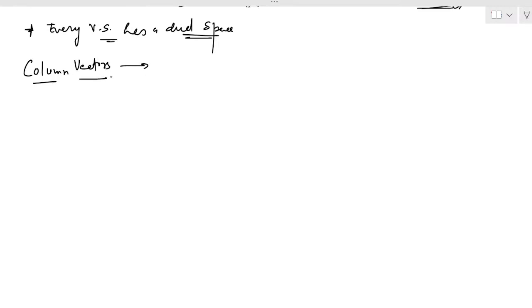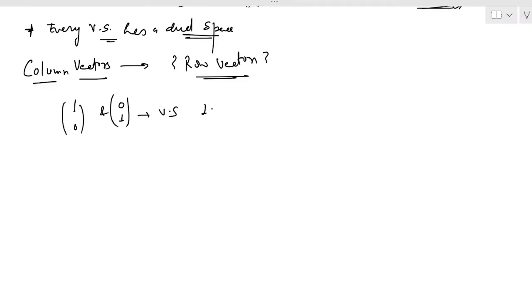Okay, if you want to create a space of column vectors, do you think the row vectors will be there? Let's say I want to say that the state 1 comma 0 is there and state 0 comma 1 is there in some vector space. Do you think that this state would be there?